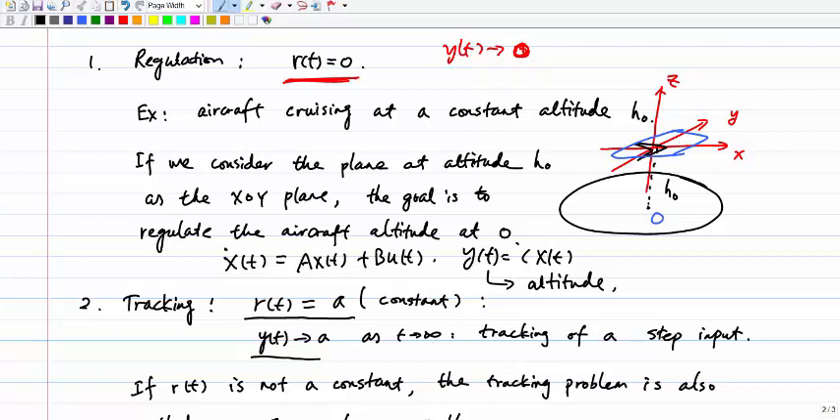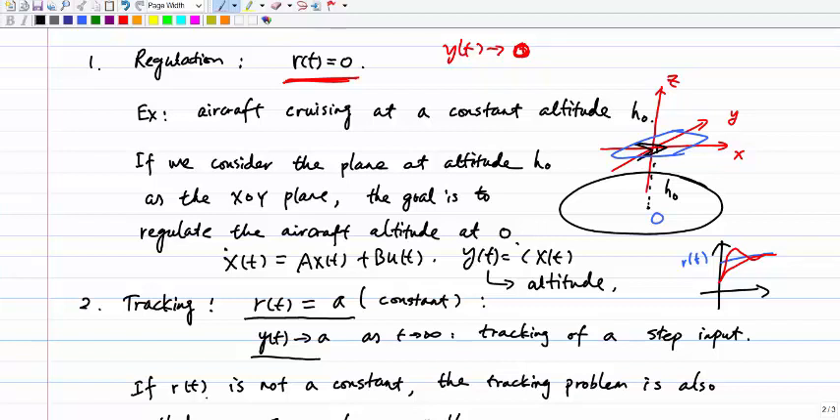So if this is my r(t), and this is my y, I want y to go to that value. Of course, you could have oscillations, like you could have something like this. We don't talk about transient performance, but the goal is to reach that.